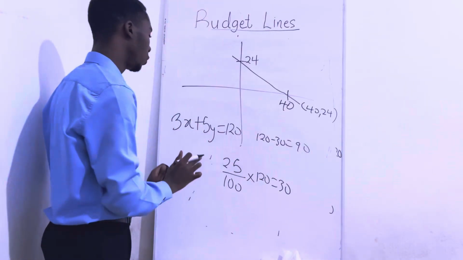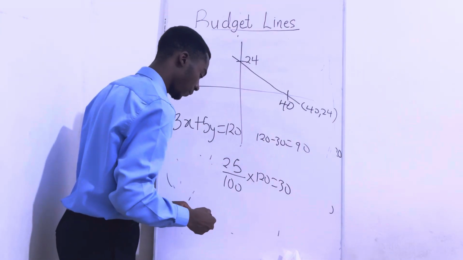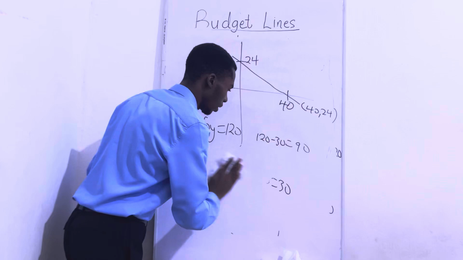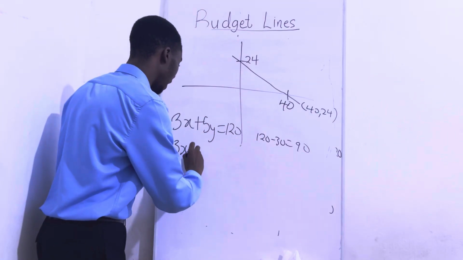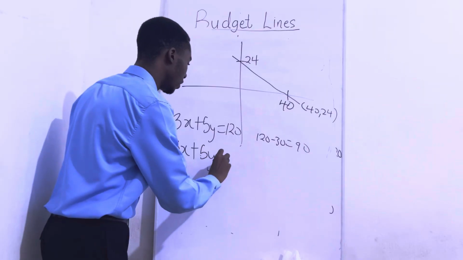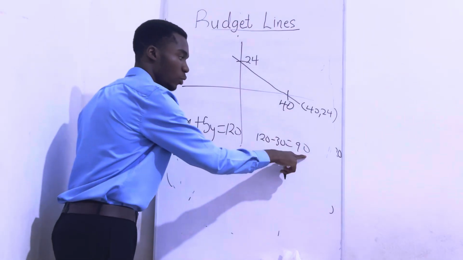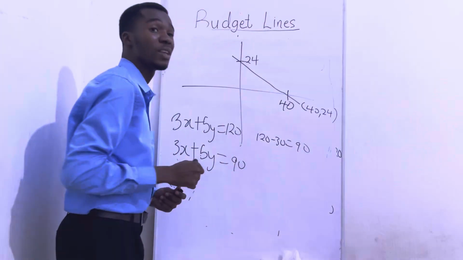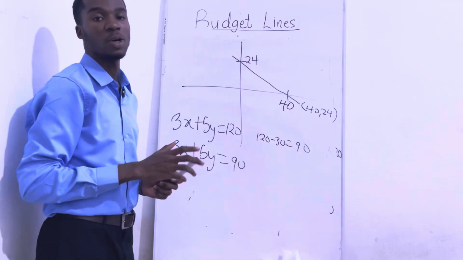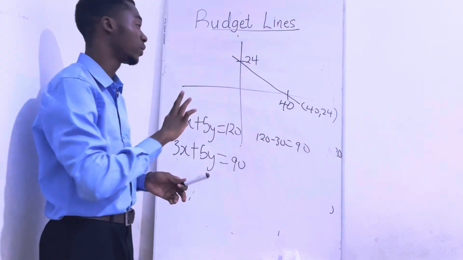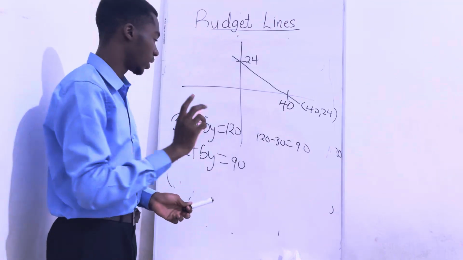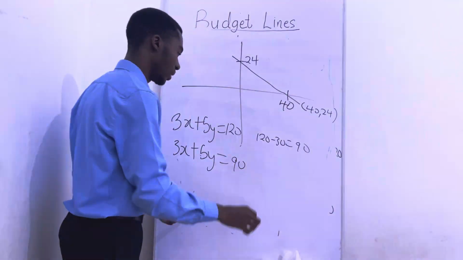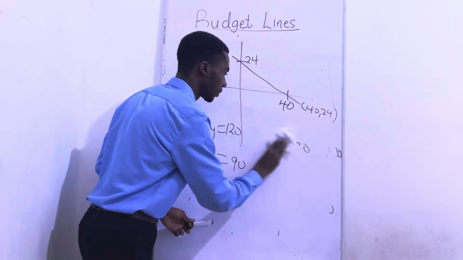So every other thing will remain the same. Our new budget line will be 3x plus 5y. It's no more equal to 120. It's now equal to 90. Because they say, what if the budget falls by 25%? What if later on your mom changes her mind that she's not giving you 120 again? Now she wants to give you 90 cedis. You get it? So now it moves from 120 to 90. So that's how we go about it.